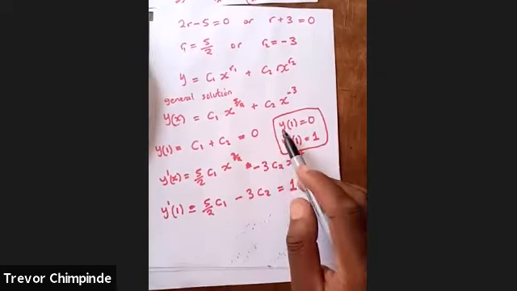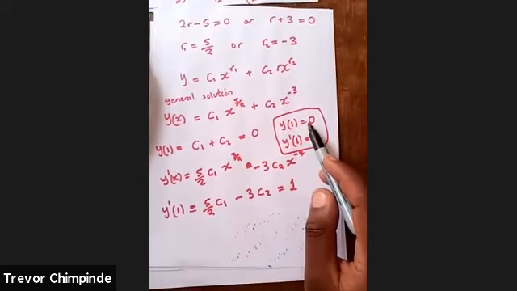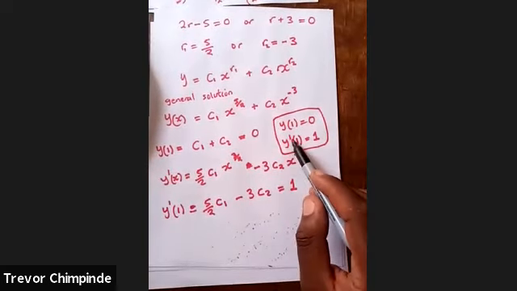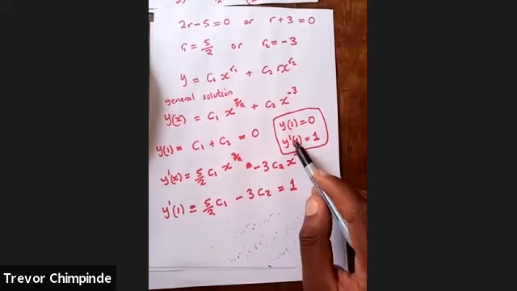How are we using the y of 1 equals 0 and the y of 1 equals 1? So this is what we're doing. The first one is y of 1 is equal to 0. The second one is y prime of 1, not y of 1. It's y prime of 1 is equal to 1.